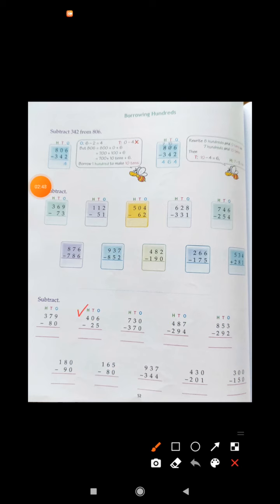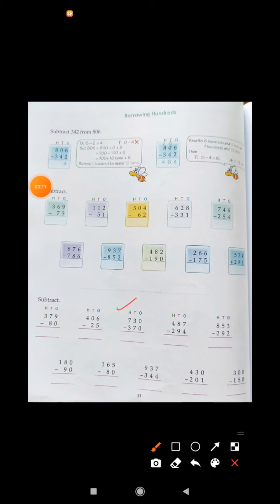Now next, the question is 406 minus 25. 6 minus 5 is 1. 0 is less than 2, take borrow from hundreds, here will be 10 and here 3 remaining. 10 minus 2 is 8 and 3 minus 0 is 3. The answer is 381.